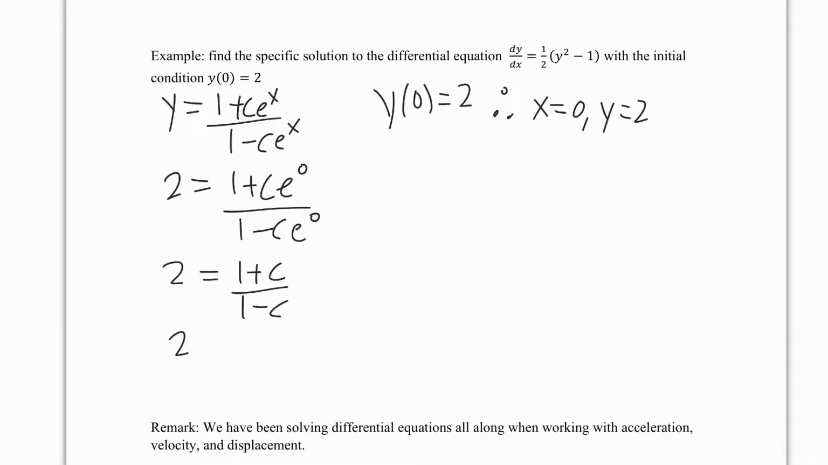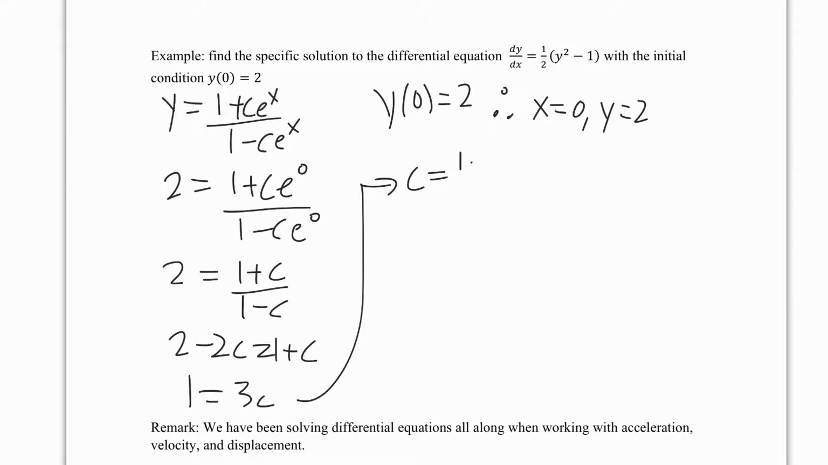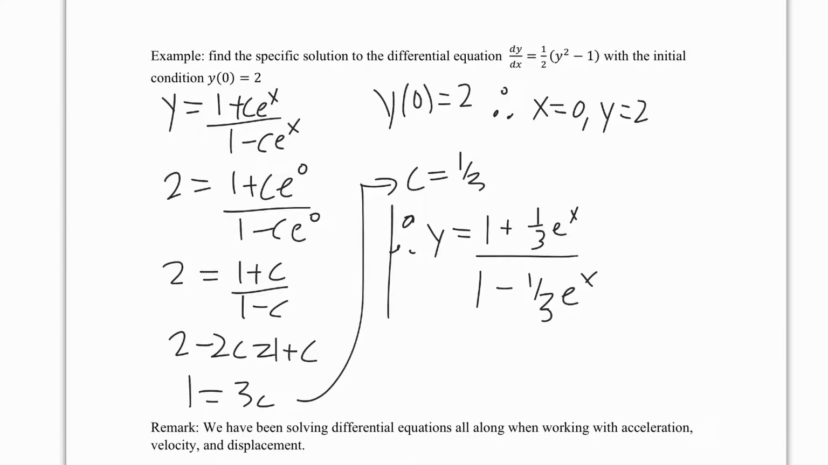We'll cross multiply to get 2 minus 2c equals 1 plus c. We can move the 2c to the other side. This will give 1 equals 3c, and that'll give c equal to 1/3. So therefore, our answer would be y equal to 1 plus 1/3 e to the x over 1 minus 1/3 e to the x. That would be our specific solution based on this general condition.